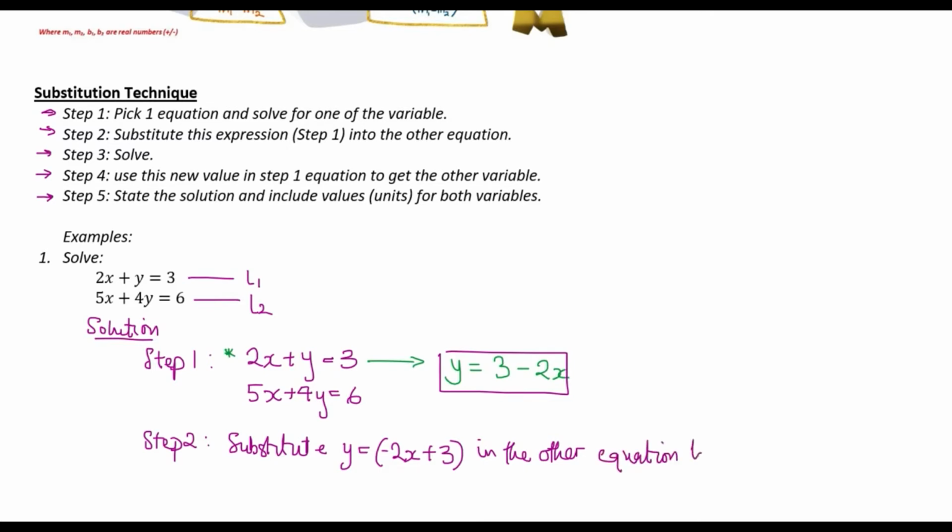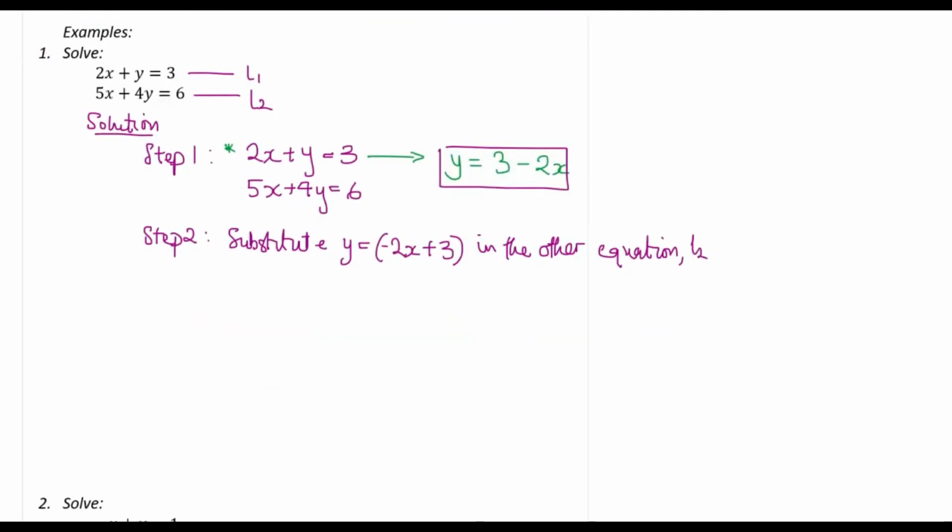So once we do that, in here our 5x, which is line 2, plus 4y is equal to 6, and where I say y I put bracket negative 2x plus 3. So in here 5x plus 4, and don't forget to put the bracket, negative 2x plus 3, and in here we have our bracket closed, and this here is equal to 6.